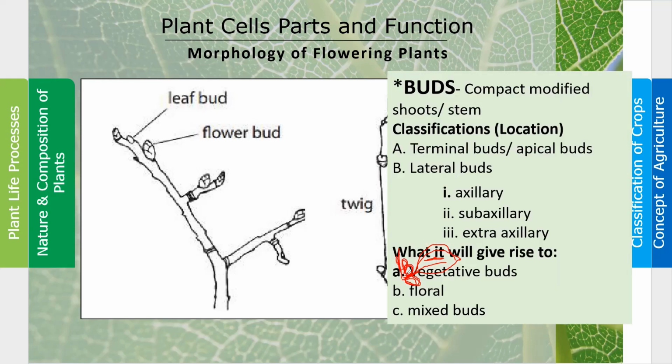Okay? So, another classification of buds, they're classified depending on what they will give rise to. So, first, we have the vegetative buds, which will give rise to stem, roots, and the leaves, the vegetative parts. Pag floral buds, of course, that will give rise to flowers. And then mixed buds, that would either give rise to flowers or vegetative parts. Okay? So those are the 3.